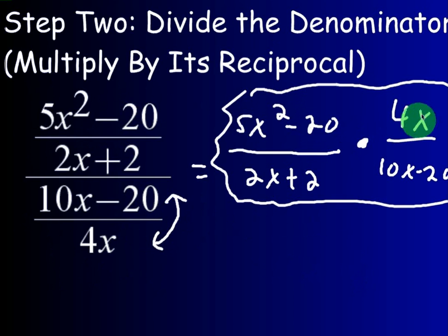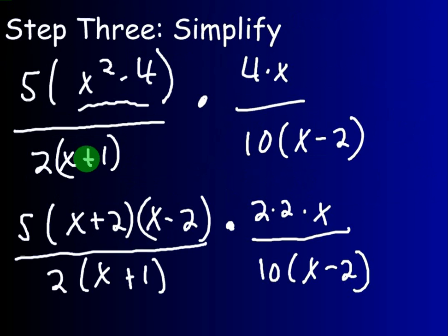4x we can't do anything with. You can just leave this 4x. Down here we can pull a 10 out. It's going to become 10 times x minus 2. Now, this can be factored again using difference of squares. So this will become x plus 2, x minus 2, right?